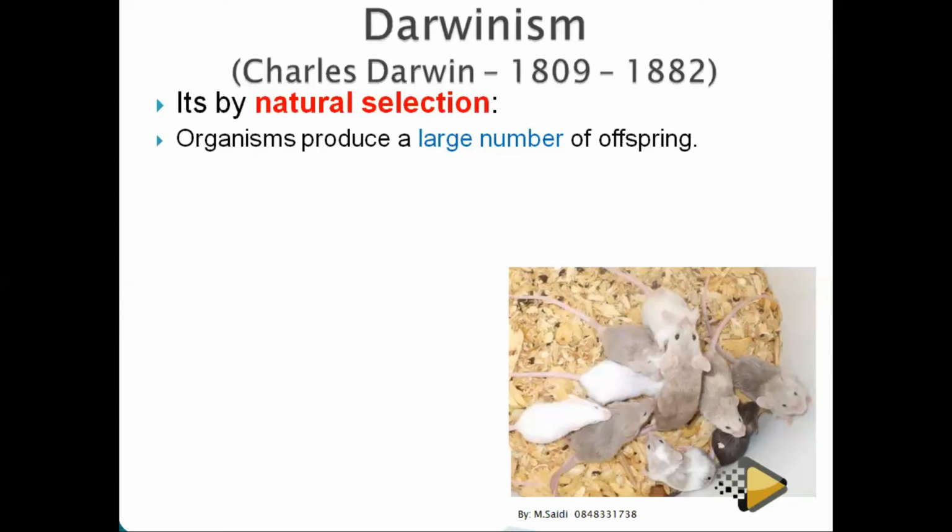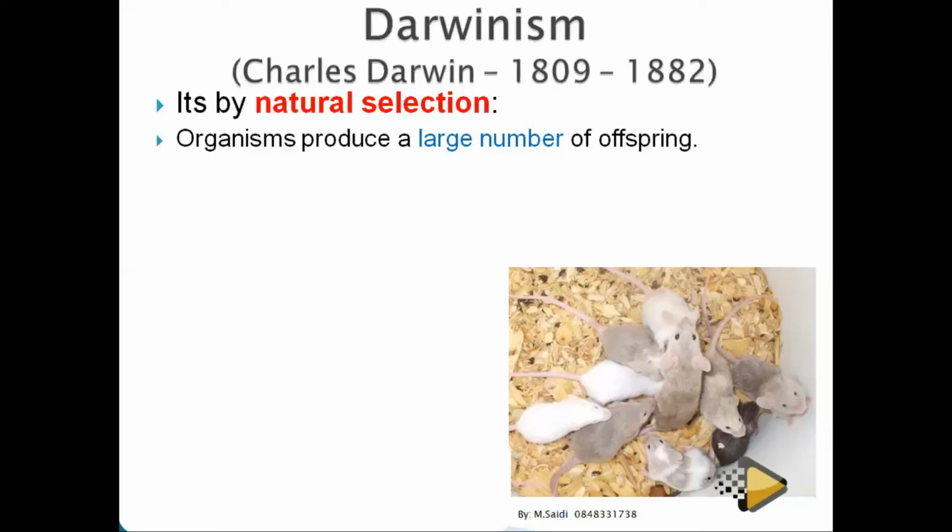But why is it that every day you slaughter a lot of cows, but you don't slaughter dogs? Why is it that you don't see a lot of dogs, but cows are many? So we are saying that though dogs produce a large number of offspring, they are not abundant everywhere. There must be other factors. It means natural selection must apply to these dogs so that their numbers are reduced.